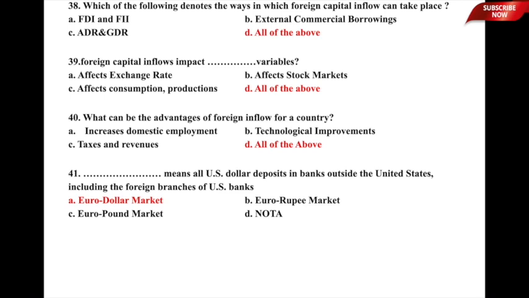I hope the question is clear. The correct answer is all of the above. So, foreign capital inflows impact exchange rate, stock markets, consumption, production as well as investments. Option D, all of the above, is the correct answer. I hope that is clear.